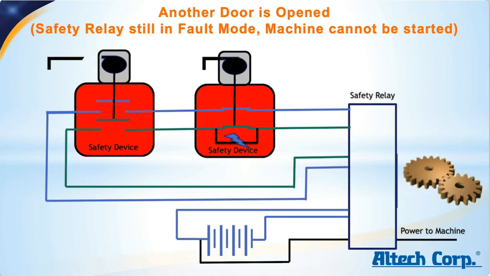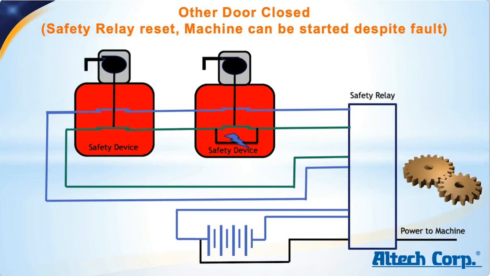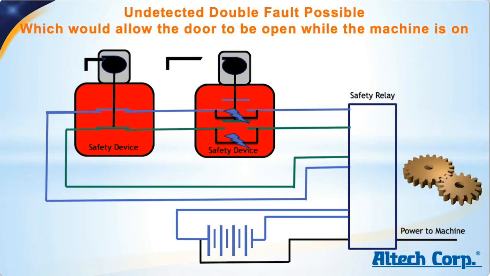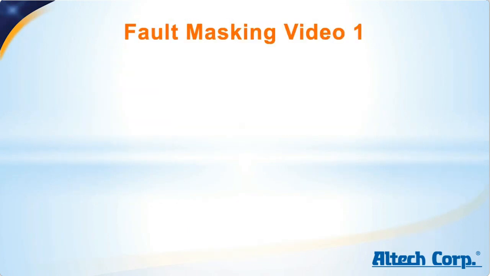However, if that door is closed and another door is open and closed, the safety relay will interpret that as an indication that the fault has been corrected. This would reset the safety relay and allow the machine to be restarted, even though the original fault condition still exists. This could eventually lead to a double fault, which would allow the door or panel to be opened when the machine is running in a dangerous state. This problem is called fault masking. Here's how Bernstein explains it.